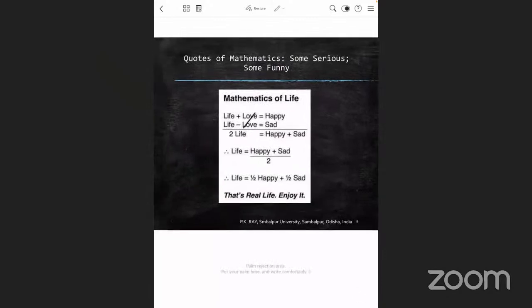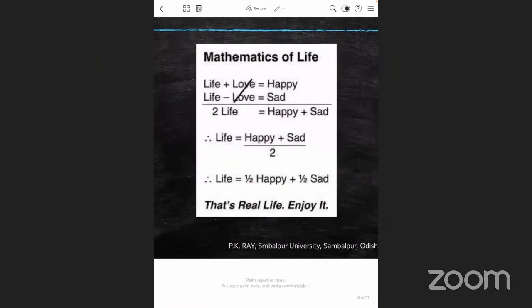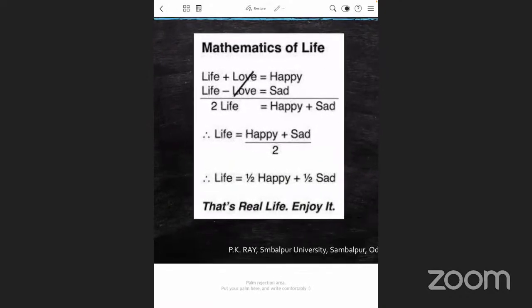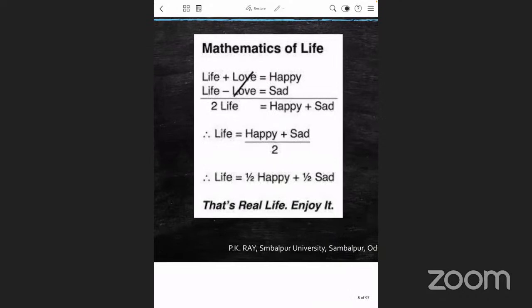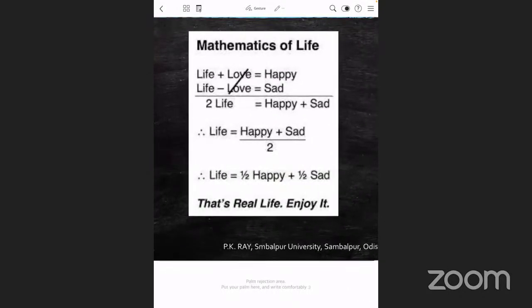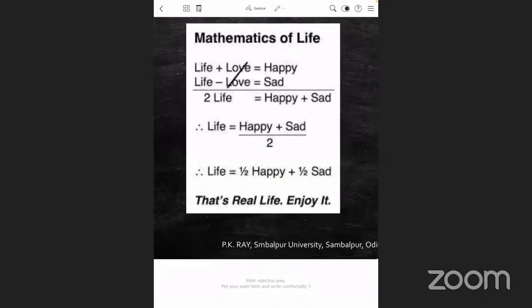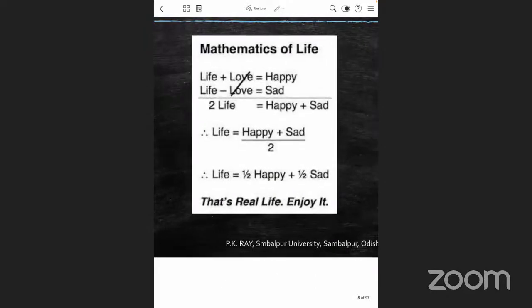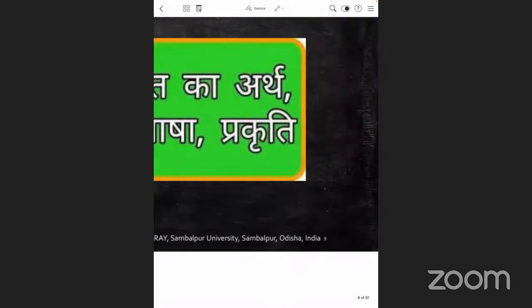So this one is more funny. It is an equation. Life plus love is always happy, and life minus love, that is without love, is always sad. If you add these two equations, this gives 2 life equals happy plus sad, so life is (happy plus sad) by 2. That means it is true that life is half happy and half sad. This is the mathematics of life.